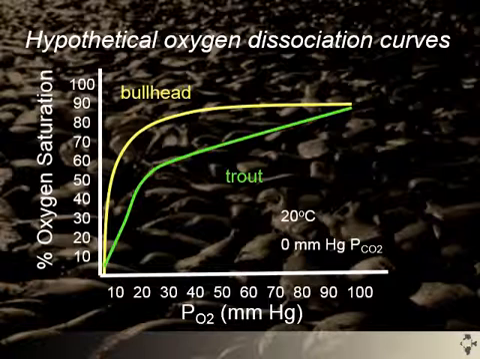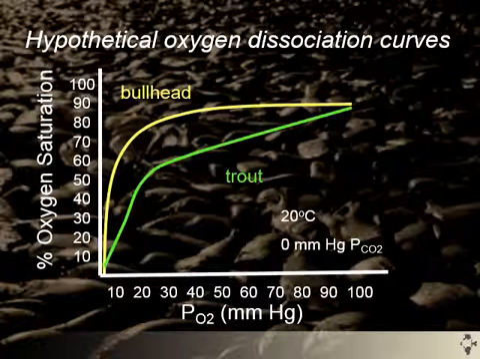And so you can see the shape of the curves here is very different. The bullhead is adapted to those low oxygen environments, and it has a very high affinity hemoglobin, a very sticky hemoglobin. And so it achieves very high hemoglobin oxygen saturation, even at very low environmental oxygen availabilities.